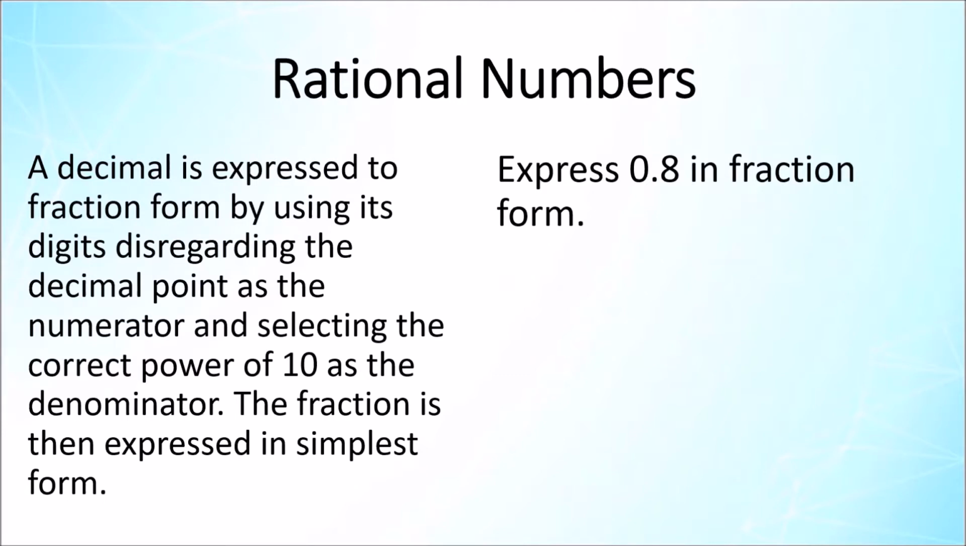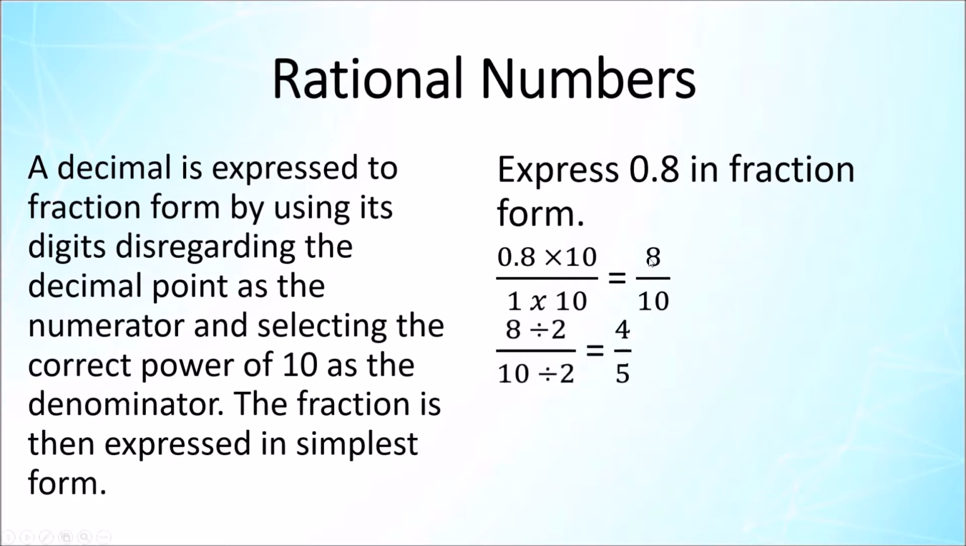So, as earlier, we can multiply this by tens. So we have 0.8 times 10 all over 1 times 10. So we have 8 over 10. Then we reduce 8 over 10 to lowest term so we can get the equivalent fraction of 0.8. The GCF of 8 and 10 is 2. So, 8 divided by 2 is 4 and 10 divided by 2 is equal to 5. So, therefore, 0.8 is equal to 4 over 5. I hope it is clear now how to convert decimal to fraction and fraction to decimal.